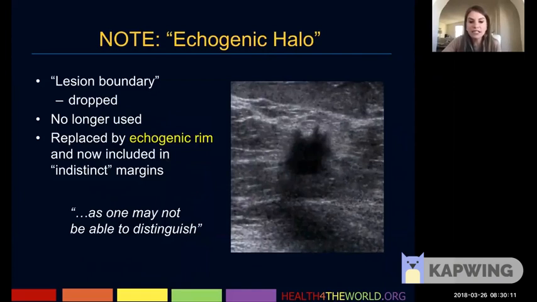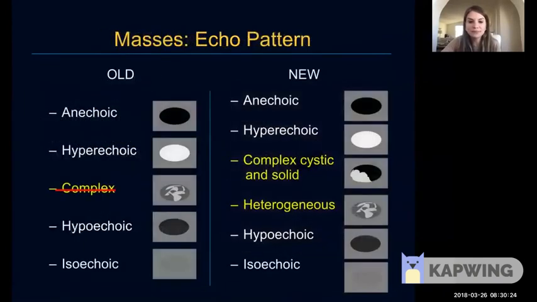So here's just a nice example of a mass with somewhat indistinct margins. It's hard to draw a definite circle or border around this very suspicious hypoechoic lesion that was a breast cancer.